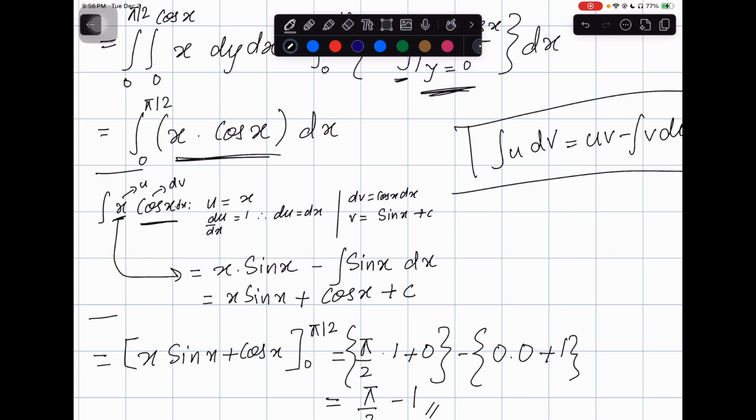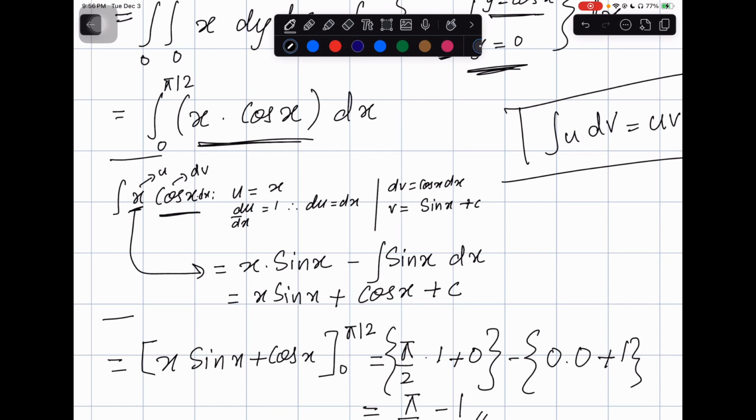There are different ways to find out which one should be dv and which one should be u. There's the rule LIATE, which gives you what should be u: inverse, log, algebra, trigonometry, and e being exponential. But there are different rules, so you can use whichever you like. And we do integration by parts here.